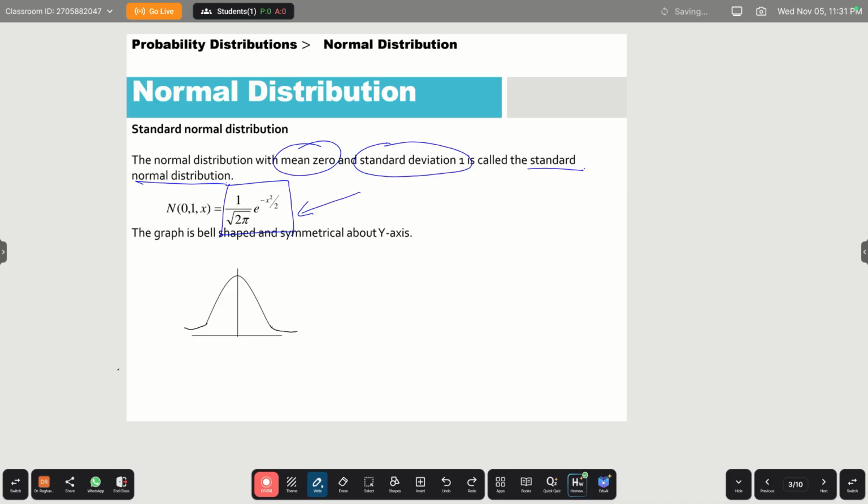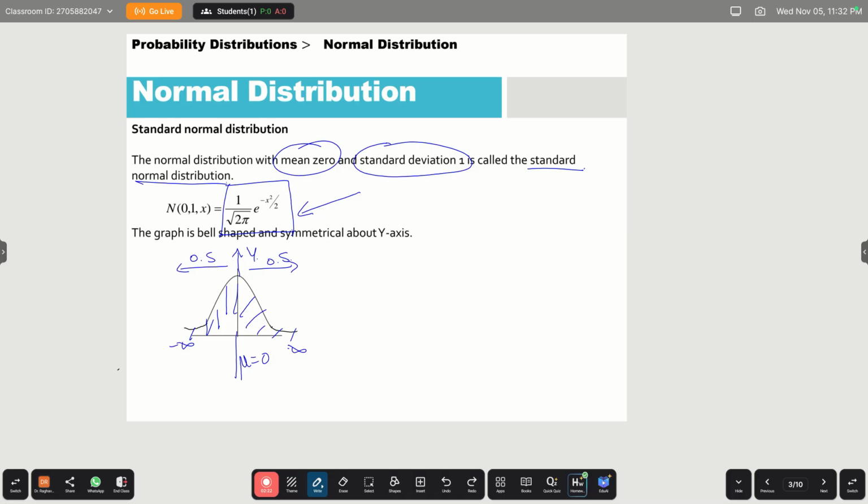Of course, the shape of the graph remains same, only that the graph will be symmetrical about mu equal to 0. So I can consider it as your y-axis. So to the left of y-axis, the area is going to be 0.5, and to the right, it's going to be 0.5. So a total area under this curve is 1 from minus infinity to plus infinity.